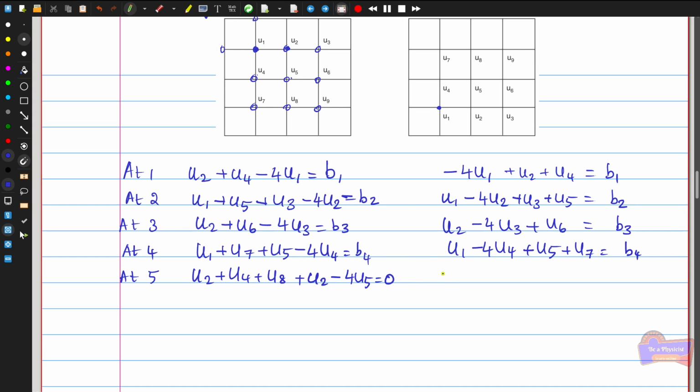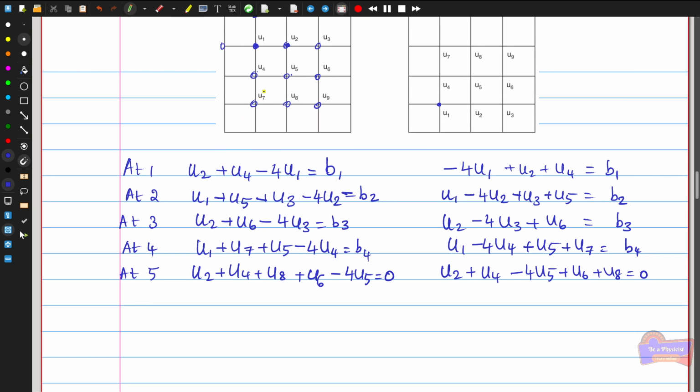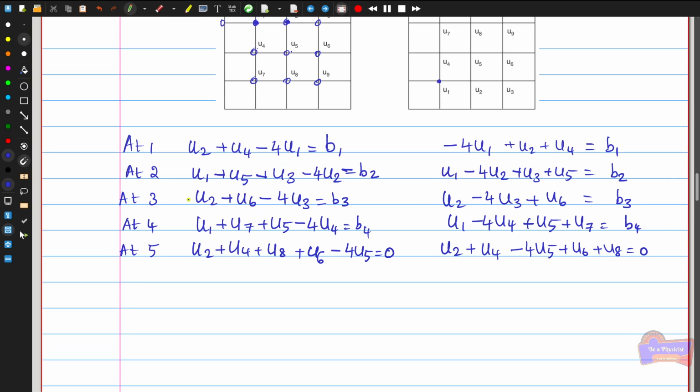So I can just rearrange this equation as u2 plus u4. Sorry, this is actually u6. So u2 plus u4 minus 4 times u5 plus u6 plus u8, which is equal to 0. And in the same way, I can write the equations for 6, 7, 8, 9 also. Okay.